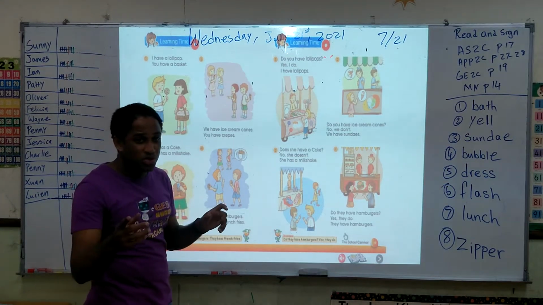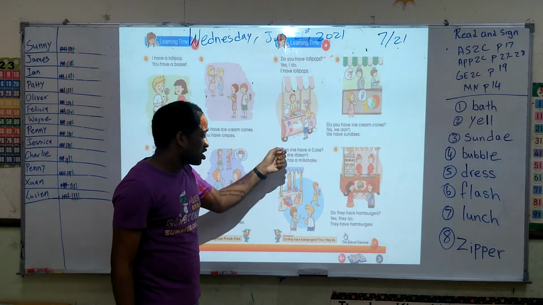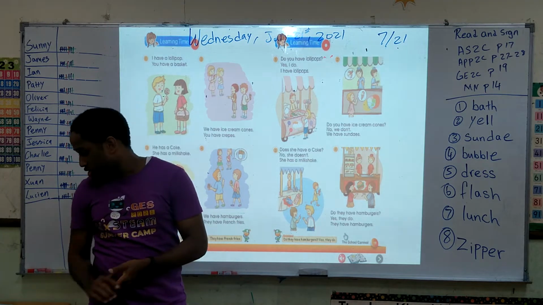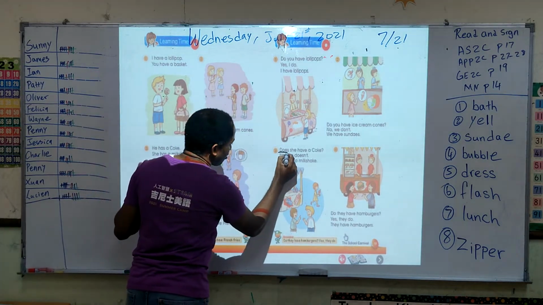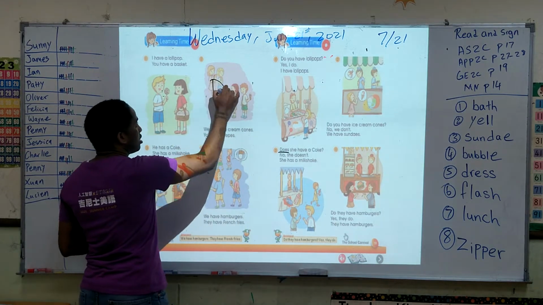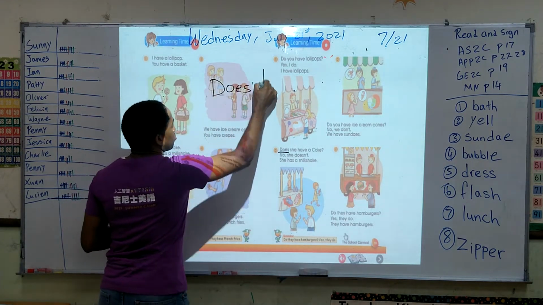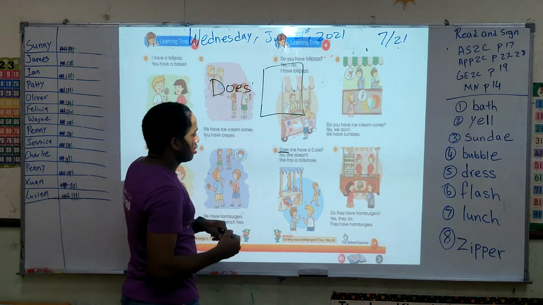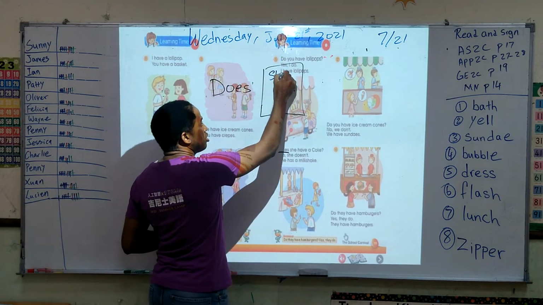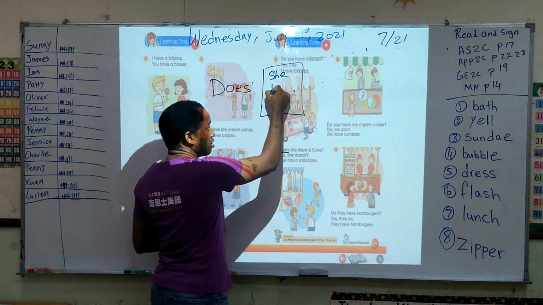So now we're going to go to number 3. Does she have a Coke? So does. Now we have does. So does. Put the box. So does she? Good. Does he? Very good.